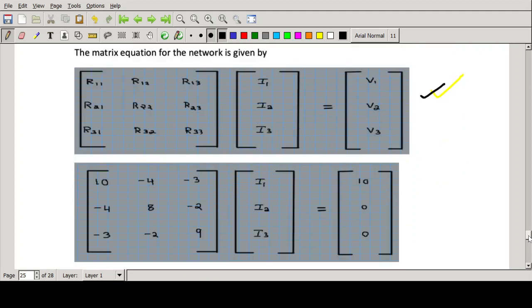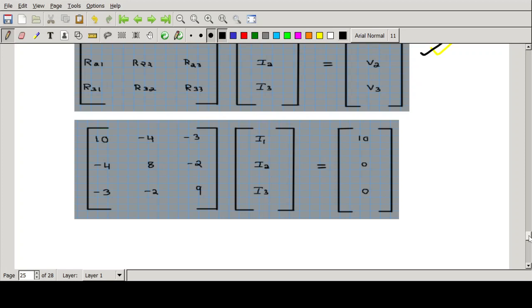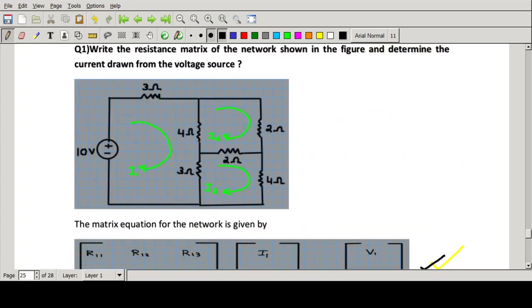First we will try to find the value of R11. I got it as 10. How did you get the 10? We will see. R11 is the sum of the resistances through which the current I1 is flowing. See here, the current I1 is flowing through 3 ohms, 4 ohms, 3 ohms. So 3 plus 4 plus 3, what is that? 10. So R11 we got as 10.